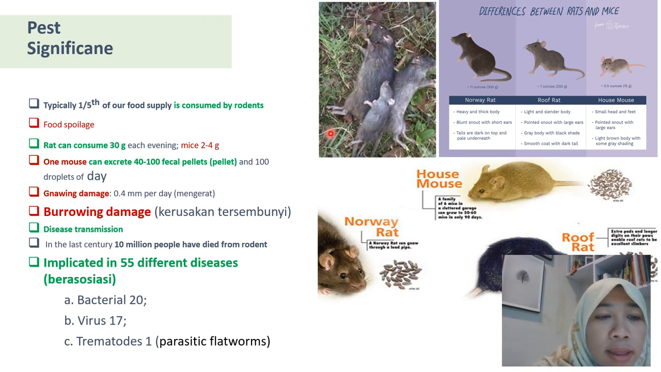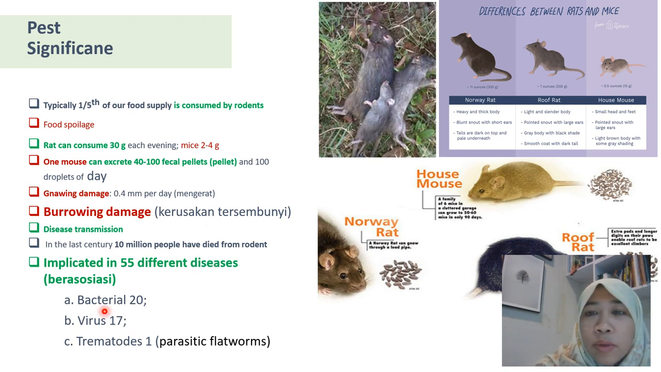And also, they can transmit disease. This rat can be a factor of disease. In the last century, 10 million people have died from rodents because they can be associated with disease. They can be associated with bacteria, viruses, and nematodes. A lot of diseases could be associated with this rat.